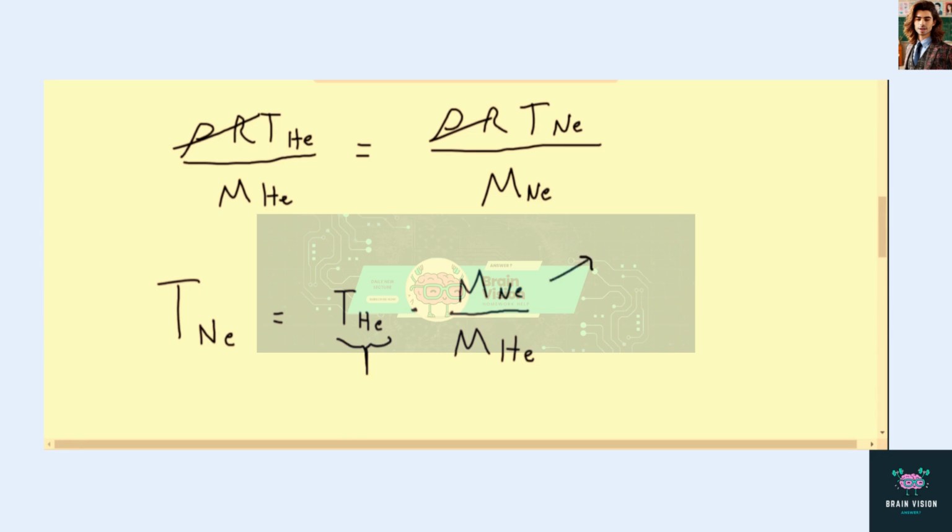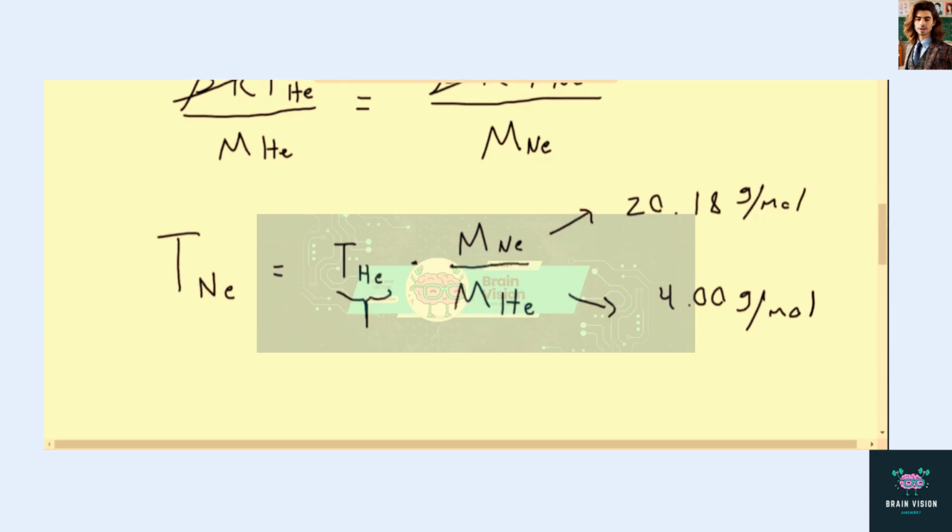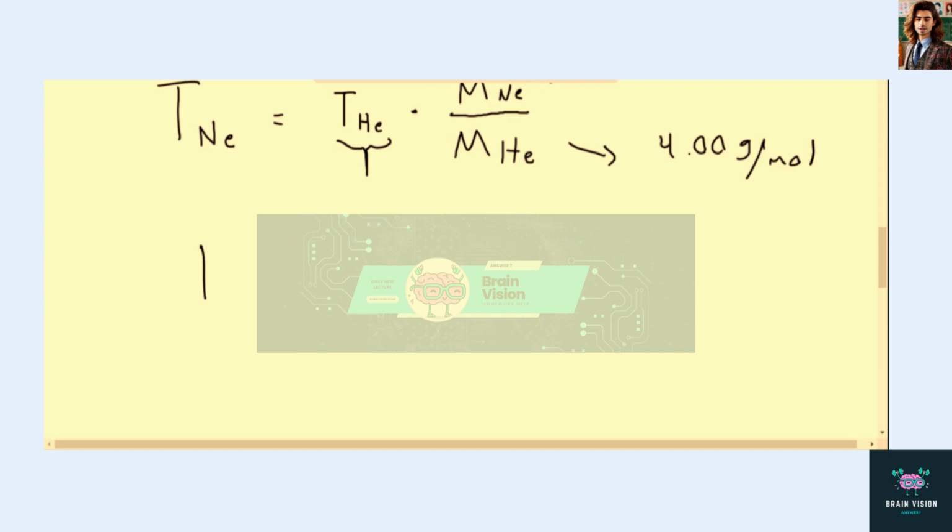So for neon, I found 20.18 grams per mole. And for helium, I'll be using 4 grams per mole. So if we divide those by each other, we can see all the units will cancel out. And we'll just have some number times the temperature, which is 175 Kelvin. And if we do that, our final calculation will give us 883 Kelvin for the final temperature of neon.